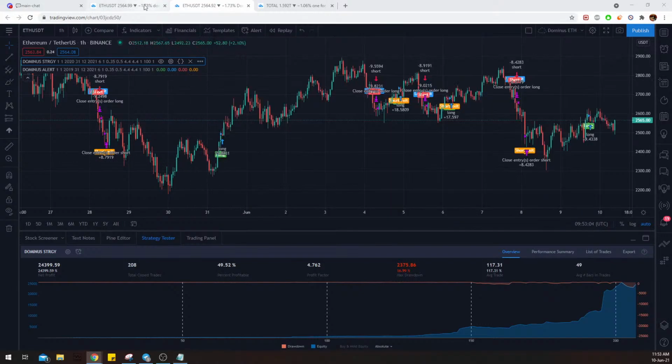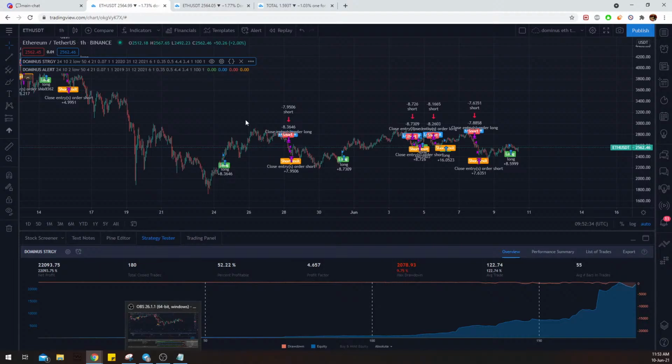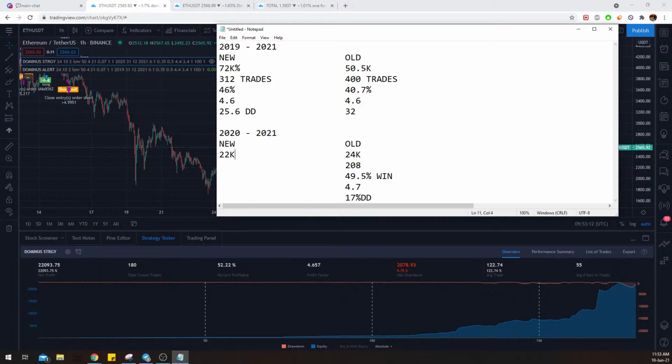And the new one, but if I optimize it with the settings, but it doesn't matter, I will leave it like this for now. I don't want to. 22k, 880, 52.2, 4.6, and 9.75 DD.